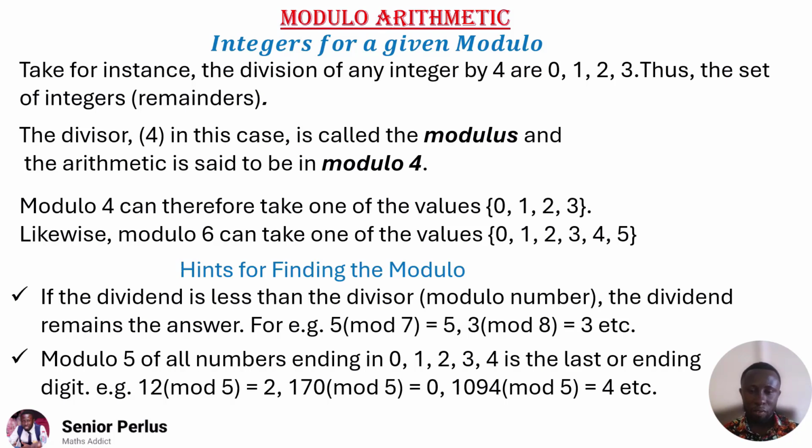170 mod 5: if you are using repeated subtraction, or if you divide 170 by 5, you get 0. So the remainder is 0. Good, and so on. So we are still on modulo.